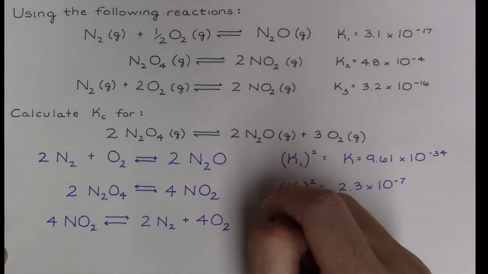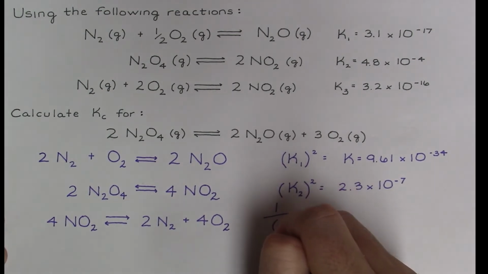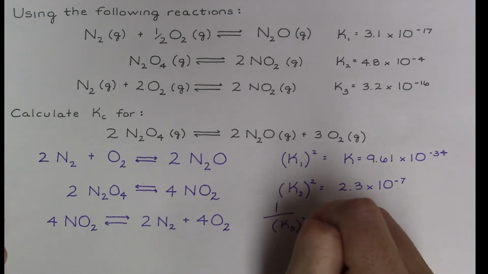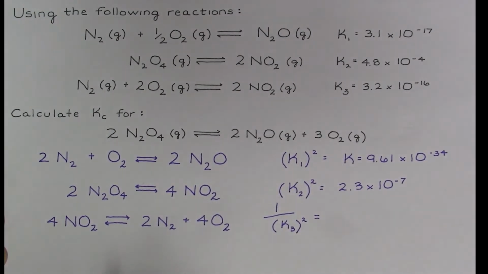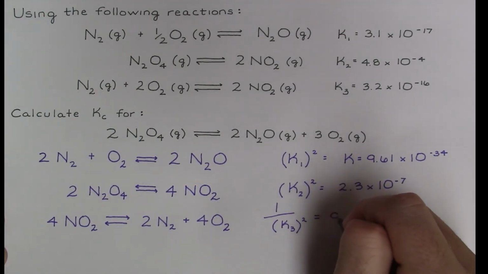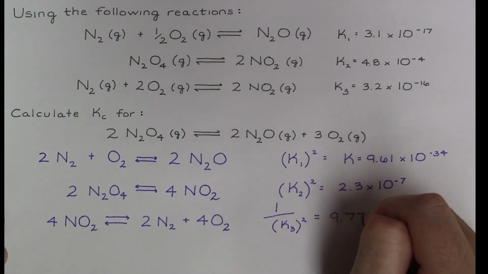So now what this means for this K constant is that because I flipped it, I need to do the inverse, 1 over, but I also multiplied everything by 2, so this means that I need to square it as well. So the correct mathematical manipulation is 1 over K3 squared. If I do that, I will get 9.77 times 10 to the 30th.